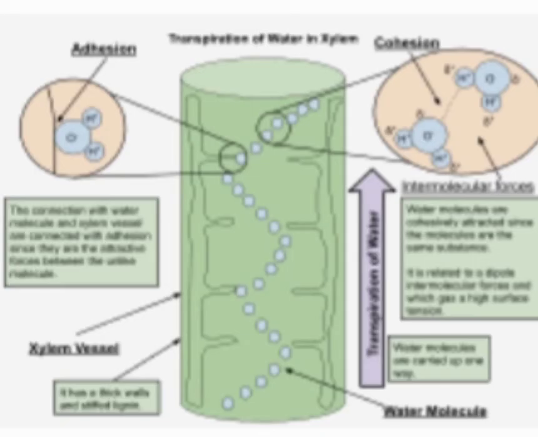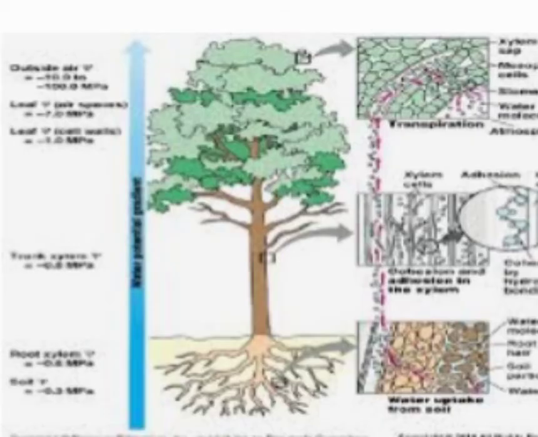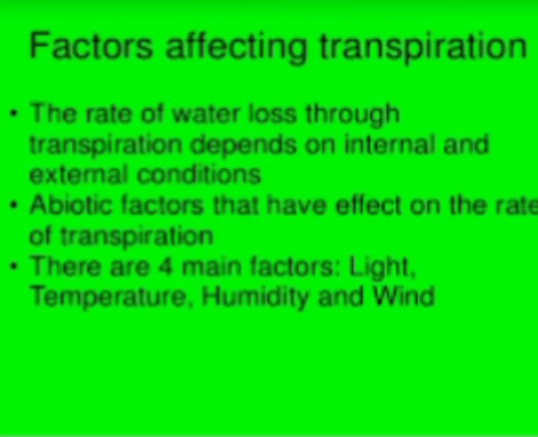Now the factors affecting the transpiration. There are numerous factors which affect the transpiration. Some of these are as follows. Number 1, that is the external factors. First, that is light. Second, that is the humidity of air. Third one, that is the temperature. Fourth one, that is the wind. And fifth one, that is the availability of water.